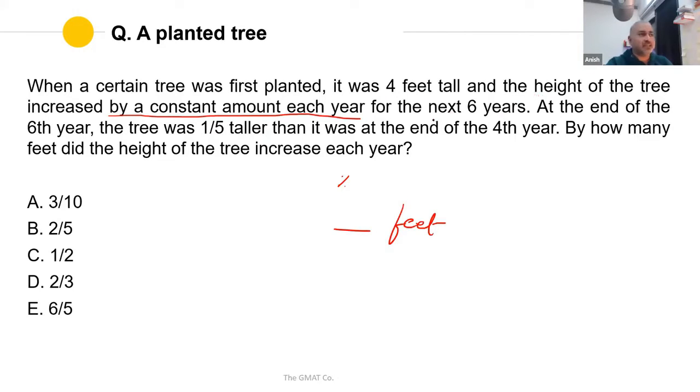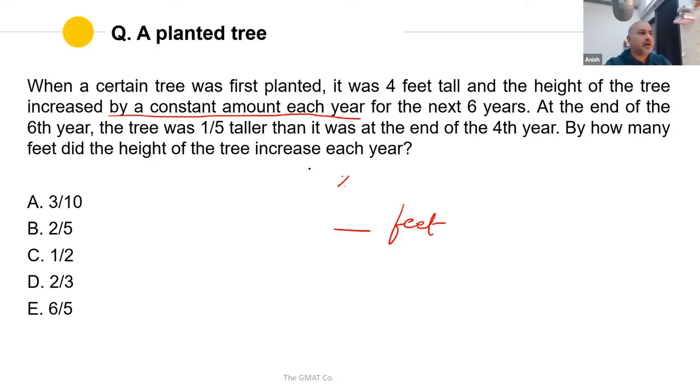At the end of the 6th year, the tree was 1/5 taller than it was at the end of the 4th year. So 2 years before, 1/5 taller. So whatever its height was at the end of the 4th year, plus 1/5 of that height, that's how much the height became at the end of the 6th year. By how many feet did the height of the tree increase each year?